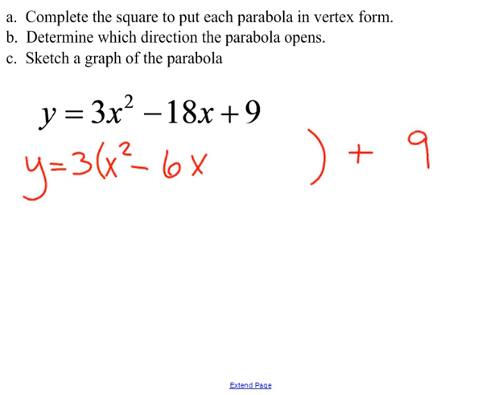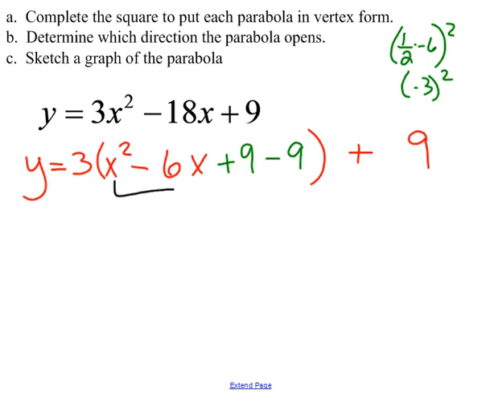Okay, so I haven't done anything to my problem. Now off to the side, I go, okay, I want half of my new b, which is negative 6 here, and I square that. So half of negative 6 is negative 3, squared is 9. So I add 9, but then right again, subtract 9. So I'm adding 0. All right, this is where people get a little messed up. They're okay with factoring those three because the idea of completing the square means that that has to be a perfect square.